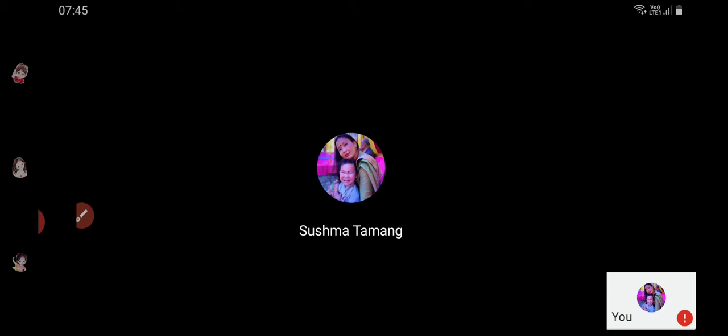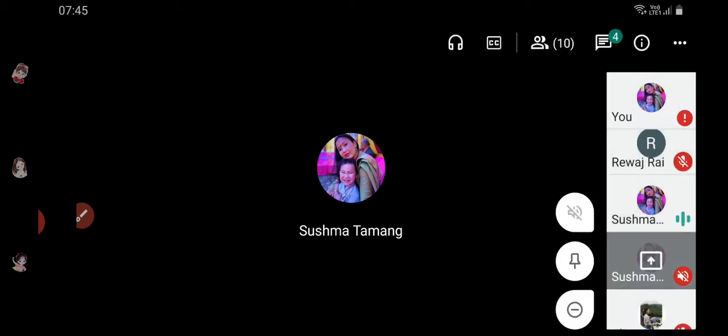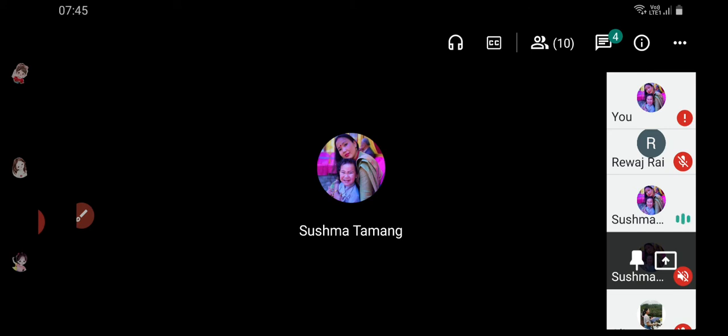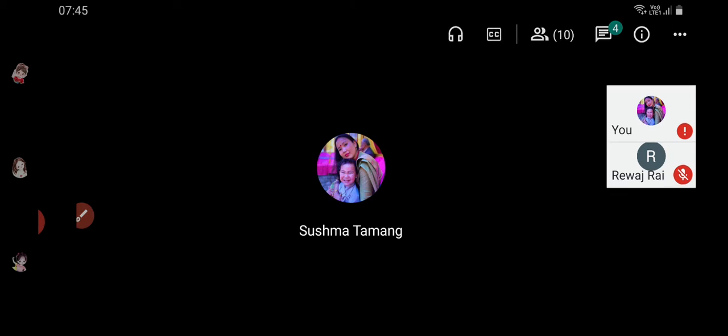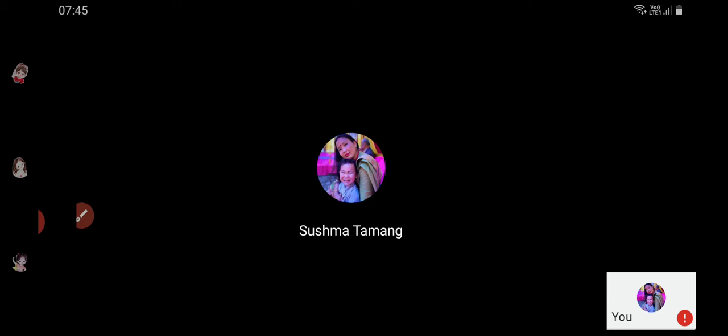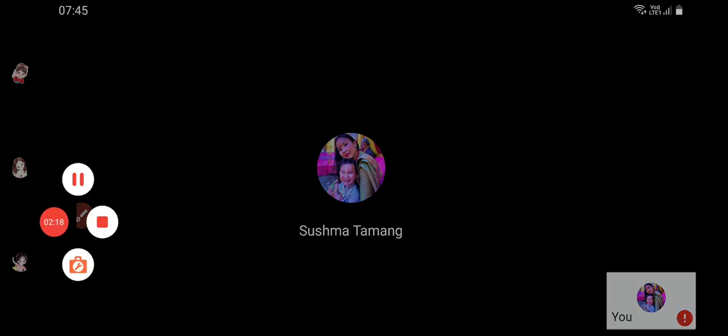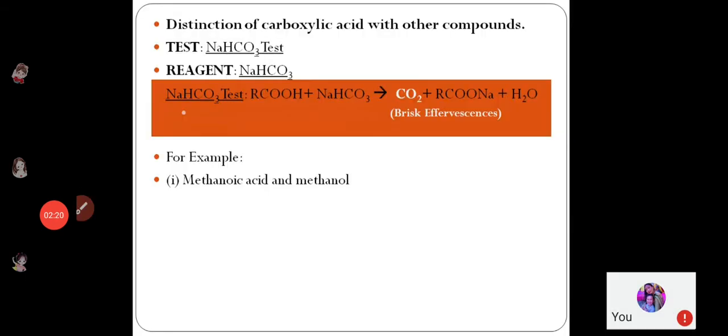Both are primary alcohols, and both will give the Lucas reagent test. In primary alcohols, if you mix the two, you will not get a precipitate at room temperature. You won't get turbidity. Only on heating is turbidity formed. So if both are primary, then we use some other test.